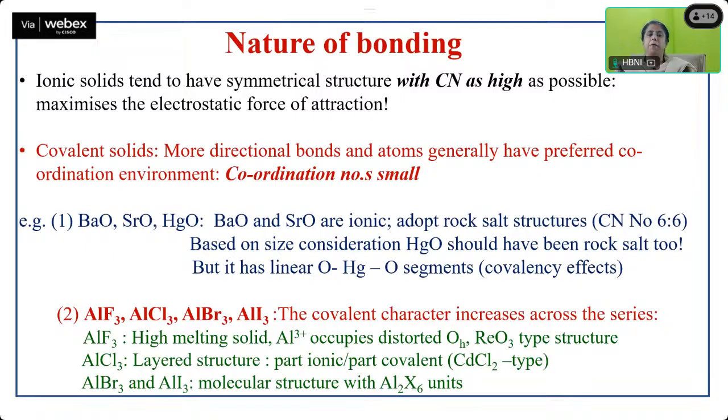and the coordination numbers are relatively small. But in case of an ionic solid, when there are ions in the structure, they tend to have as much attraction as possible, because that provides the stability.